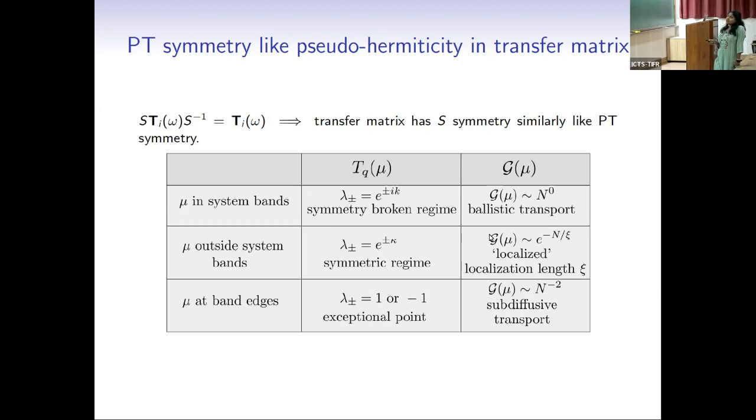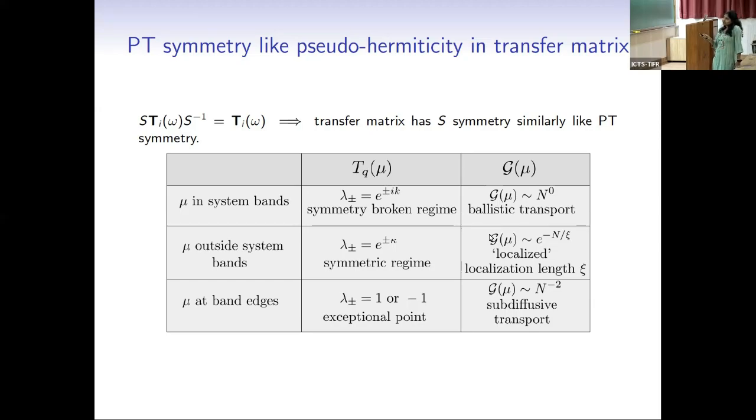When the transfer matrix has real eigenvalues, the symmetry operator and the matrix have simultaneous eigenvectors. So this is the symmetric regime. When it has complex eigenvalues, this is the symmetry broken regime. A transition can happen from the symmetric regime to the symmetry broken regime via an exceptional point. In fact, if we change the chemical potential of the bath from the system bands to outside the bands via the band edges, we can see this transition in the transfer matrix. And the consequences of this symmetry can be seen directly in the conductance.